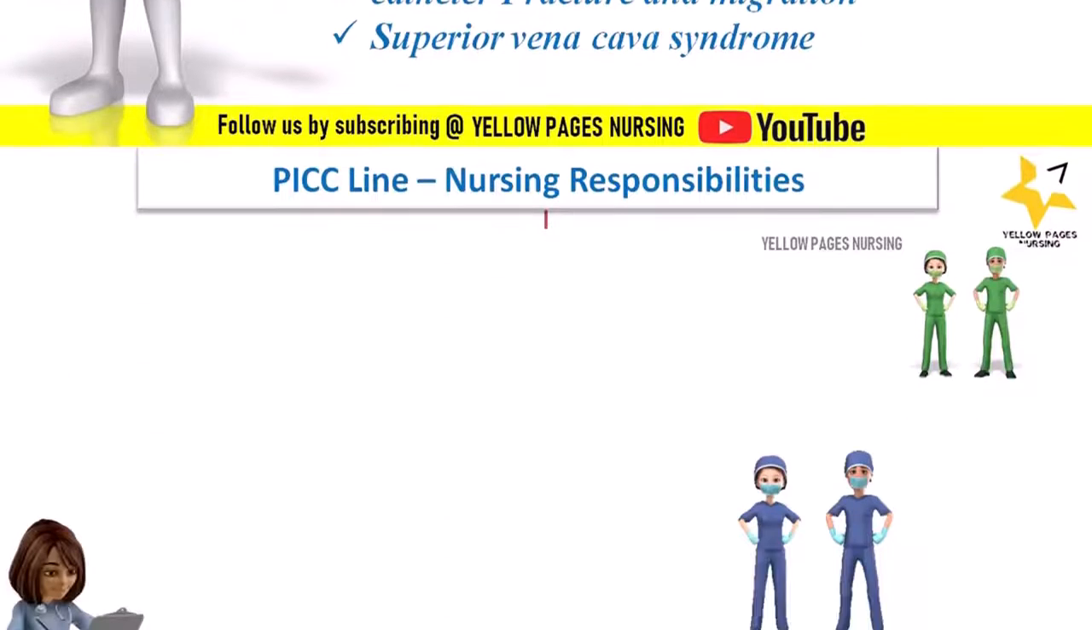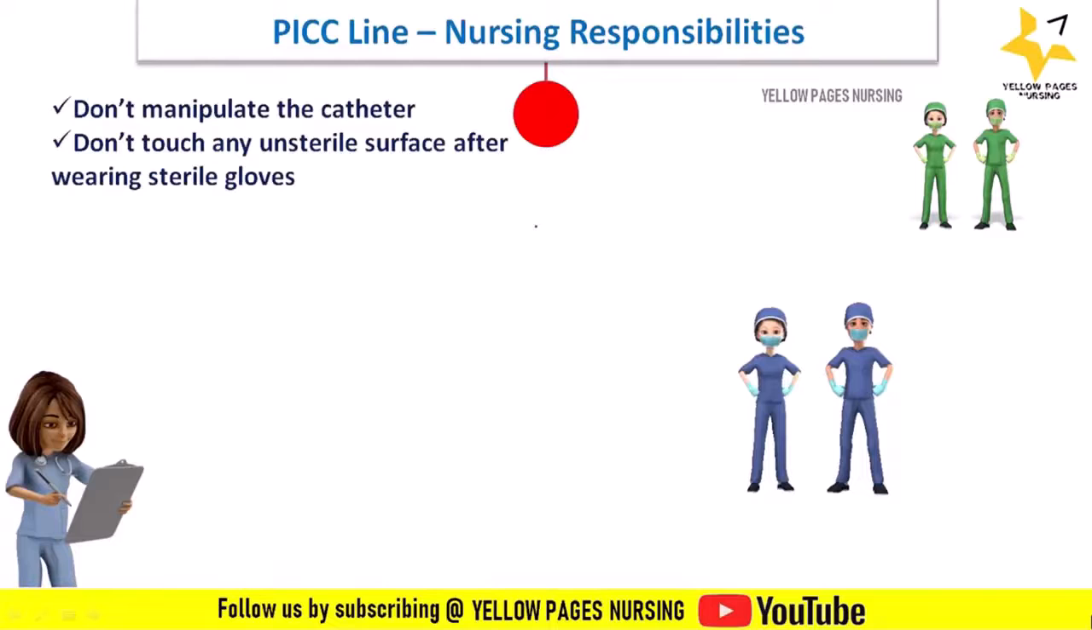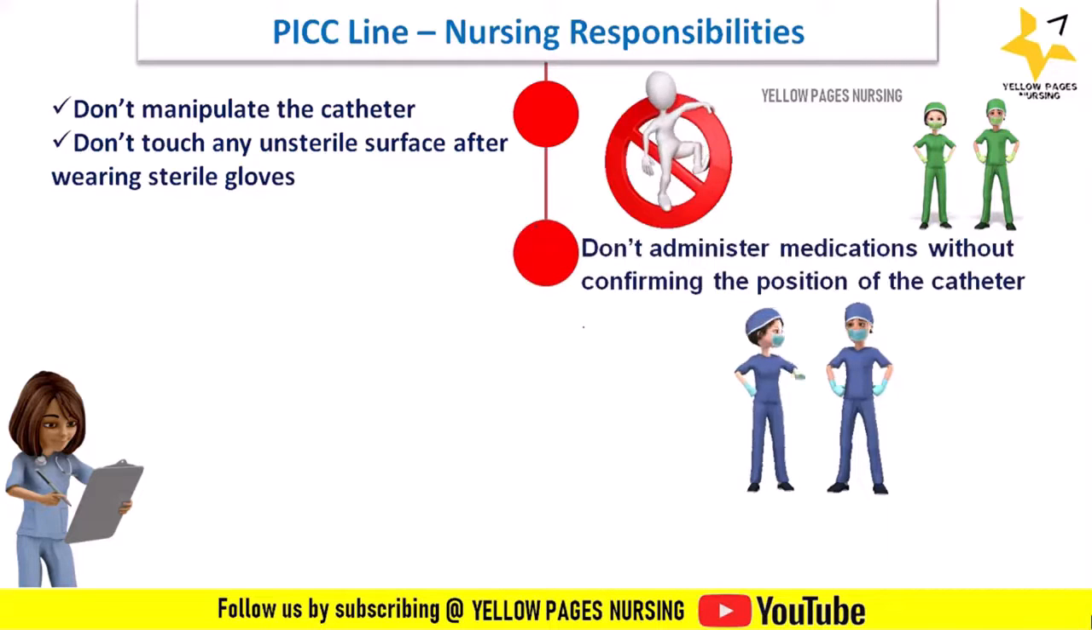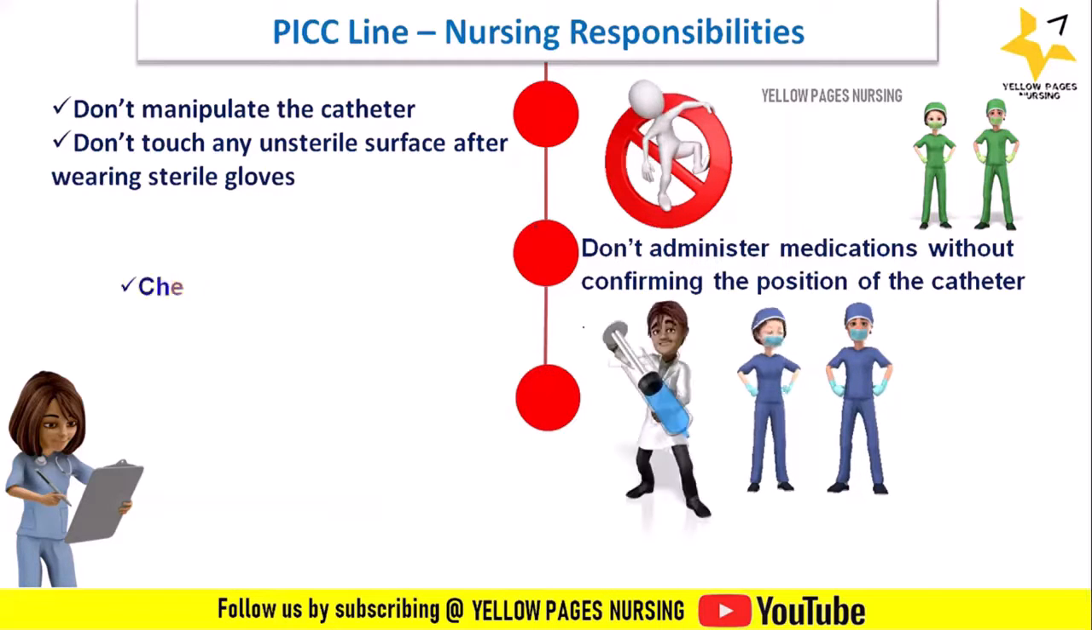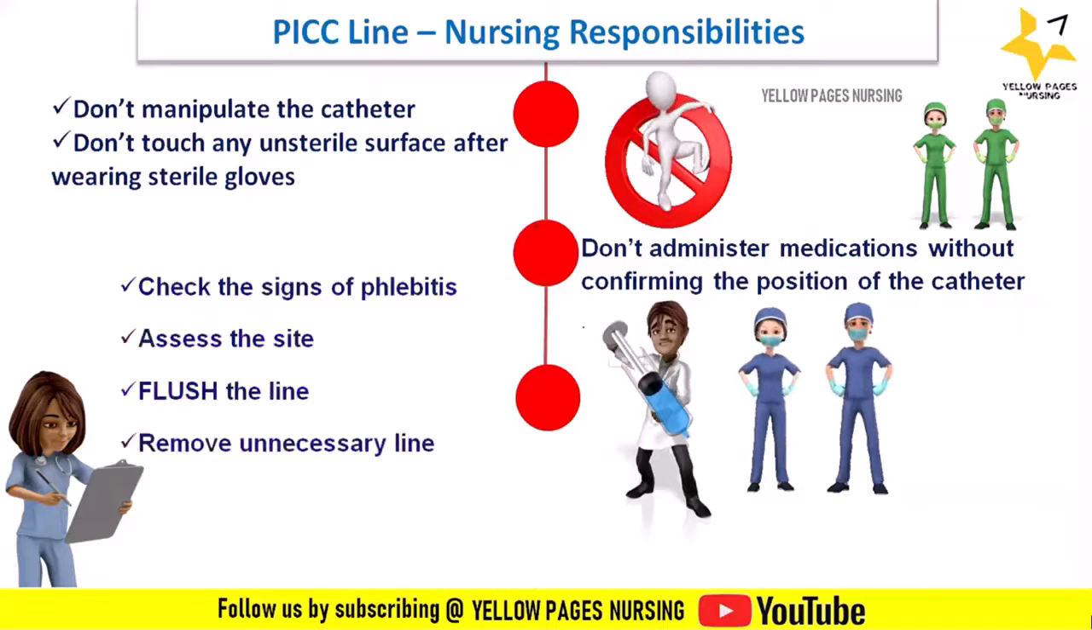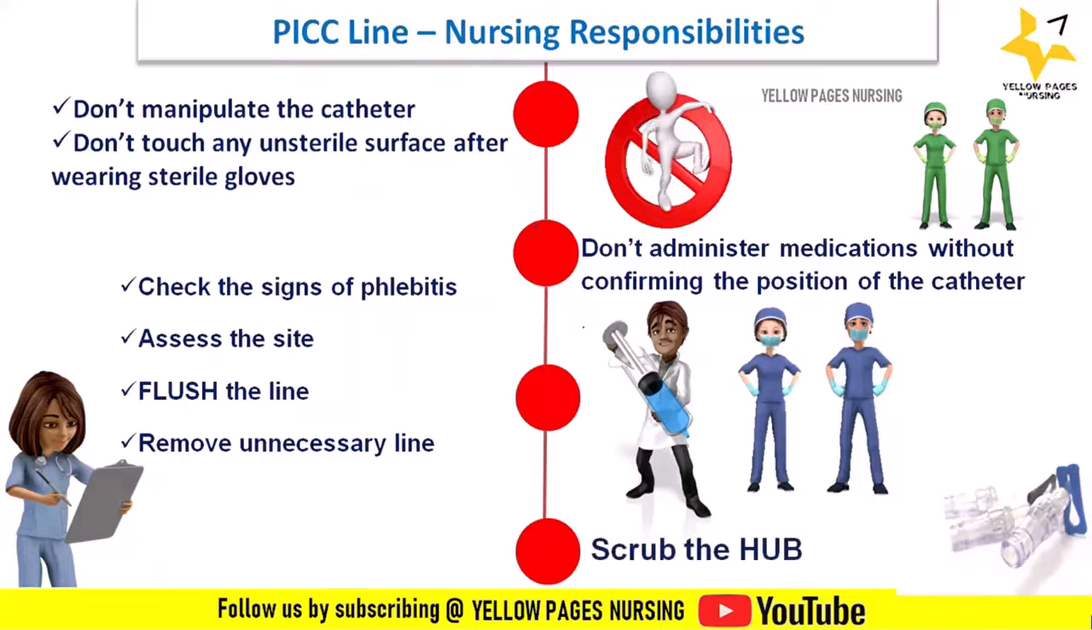Next, nurses' responsibilities in caring for a PICC line include: do not manipulate the catheter, do not touch any unsterile surface after wearing sterile gloves, and do not administer medications without confirmation of the position of the catheter. Check for signs of phlebitis, including pain. Assess the site every shift. Before and after giving medications, follow proper flushing techniques. Remove unnecessary lines or close the port immediately once the medication is completed. Last but not least, before accessing the ports, scrub the hub.